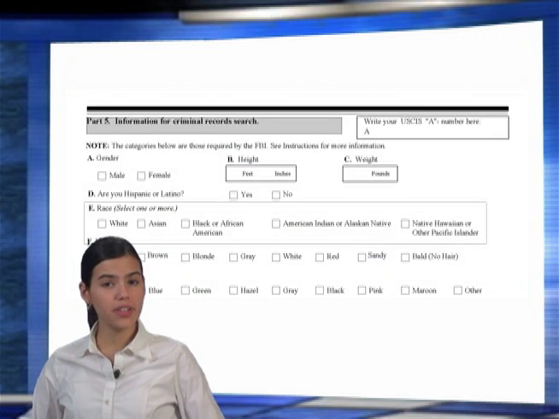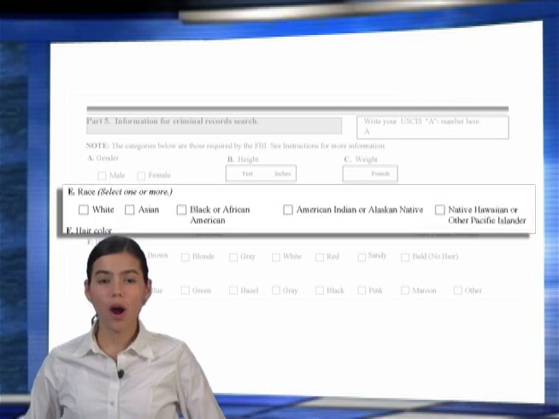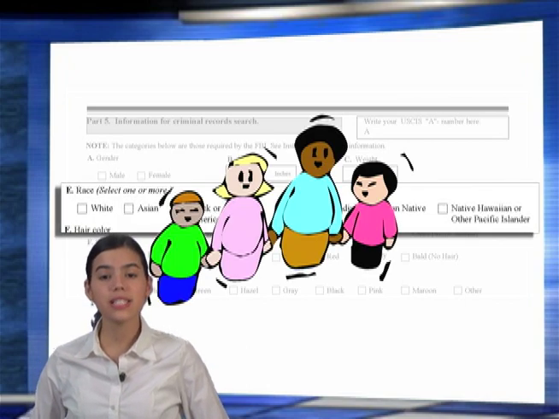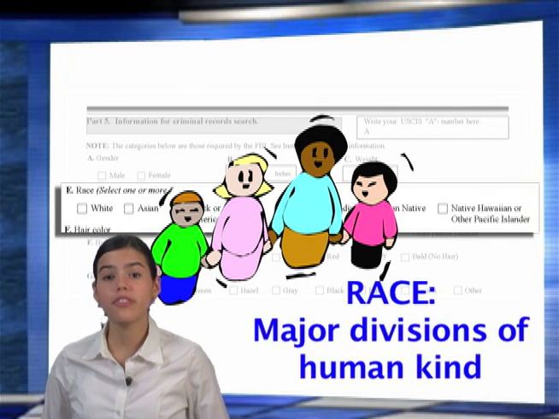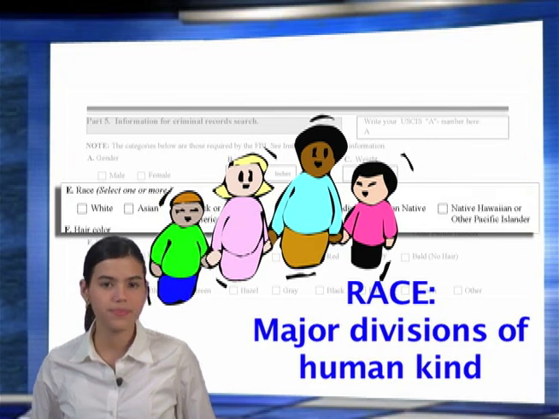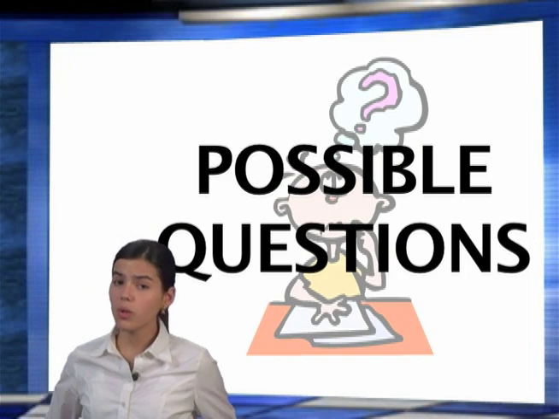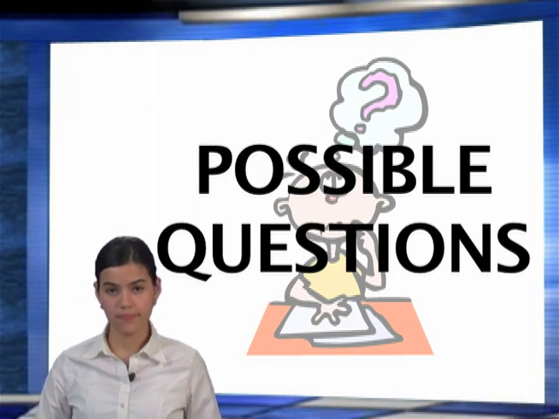In Part 5, Section E, you will be asked about your race. This part of the N400 asks specifically what your race is. Race is defined as each of the major divisions of humankind. Here are some of the possible questions that can be asked of you from Part 5 about your race.